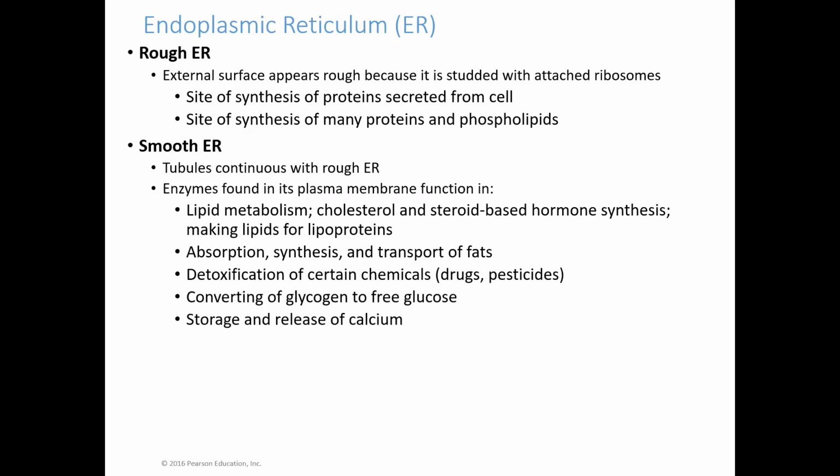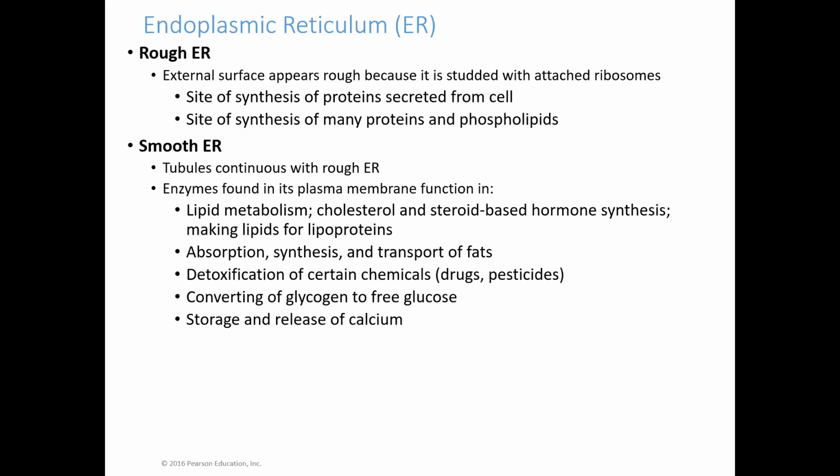And again, it has these little tiny ribosomes embedded on its surface. That's why we say it looks like a rough surface. The smooth ER, same tubules. They extend around and from the rough ER. The smooth ER is very, very busy.